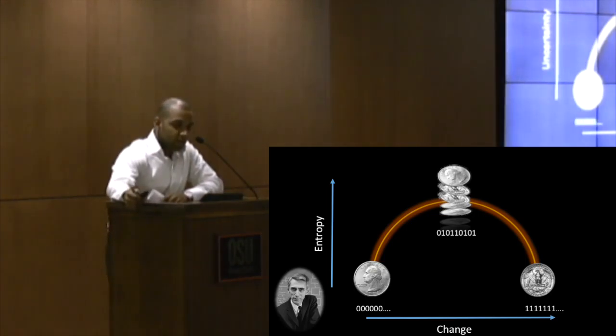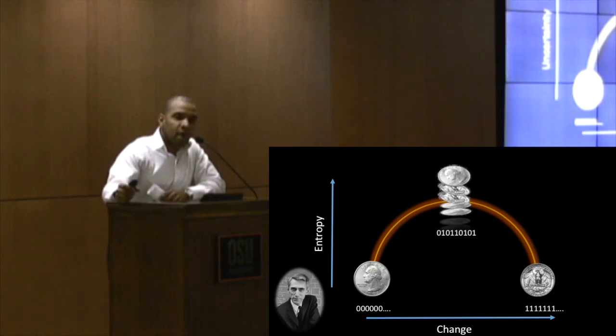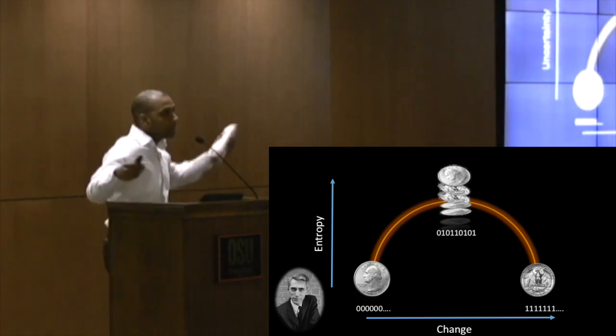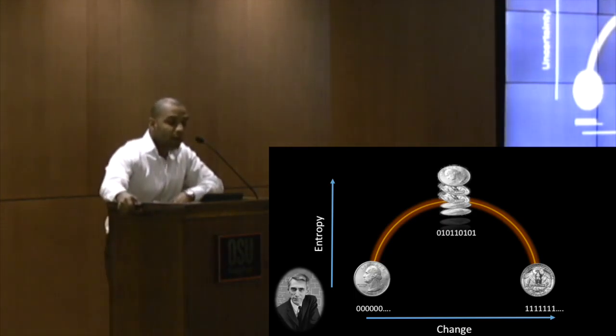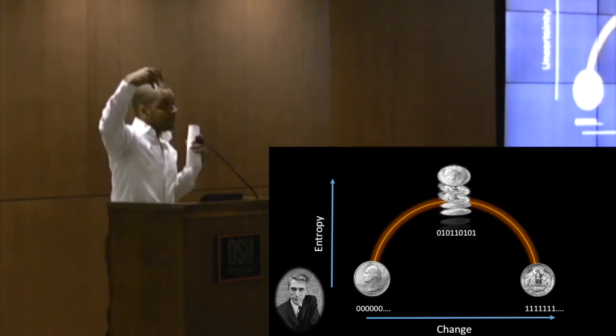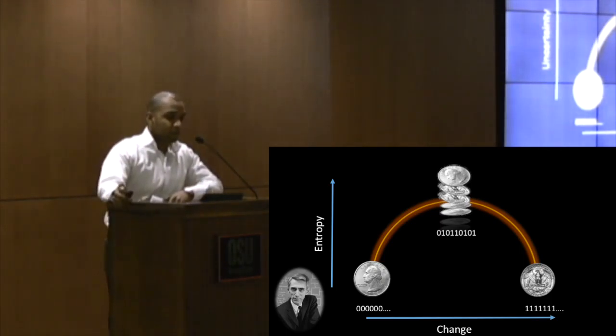So imagine that we want to describe these states using binary digits, like bits, zeros and ones. So we say the heads are zeros and the tails are ones. So the description is easy on both sides. But when the coin is in the air, the description is a little bit more complicated.